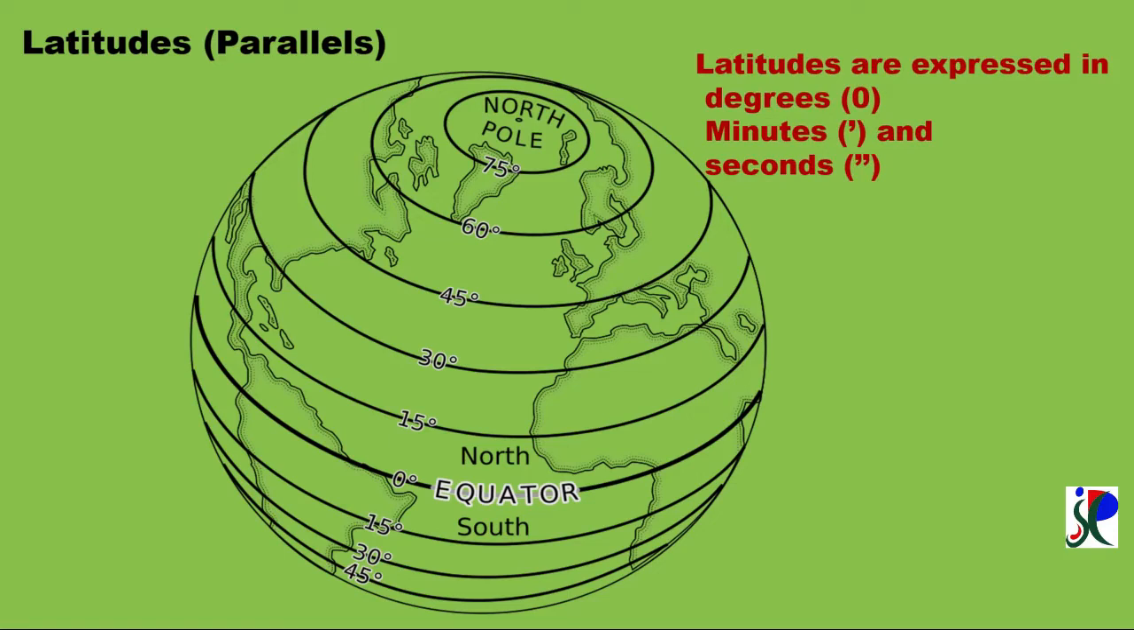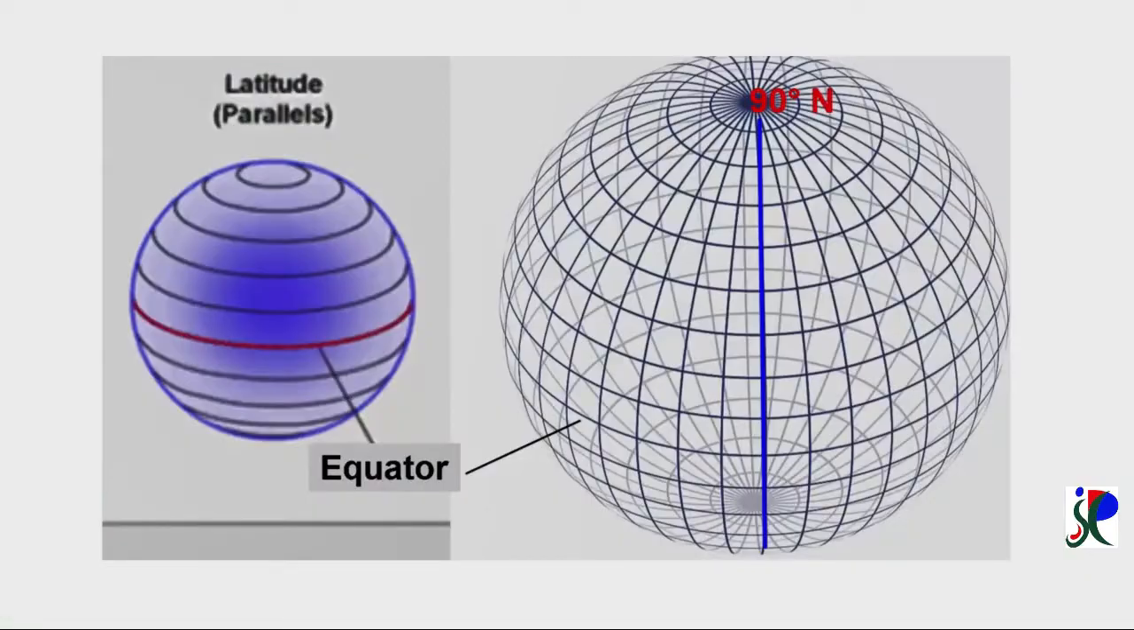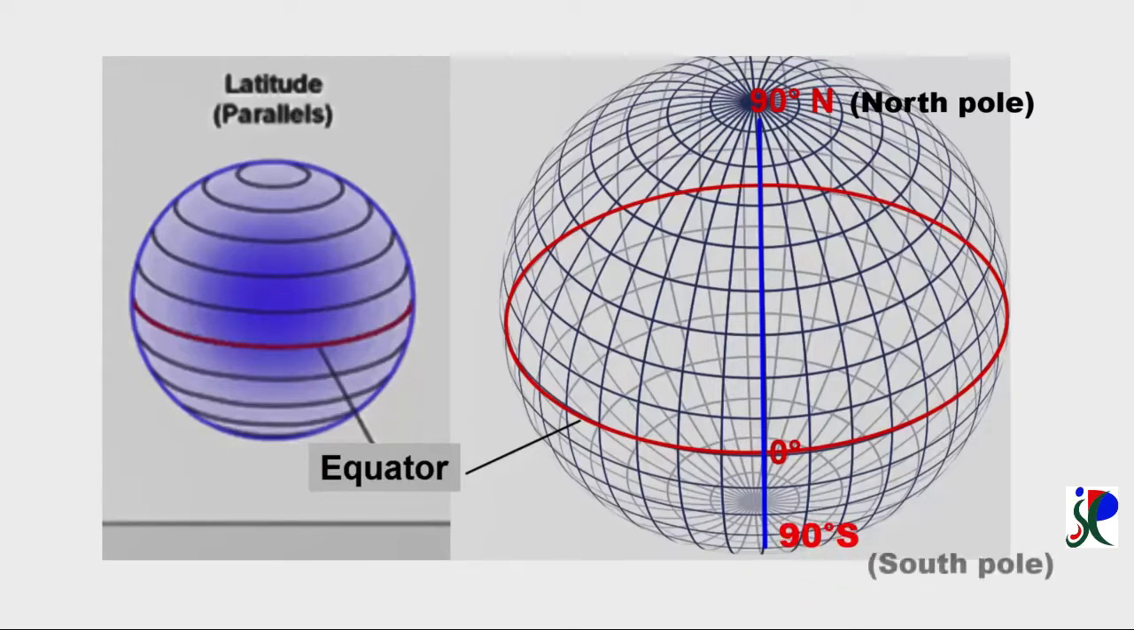The latitudes are expressed in degrees, minutes and seconds, just as the representation of angles in geometry. Latitude values range from 0 degree to 90 degree north, the North Pole, and 0 degree to 90 degree south, the South Pole. There is no latitude less than 0 degree nor greater than 90 degree.